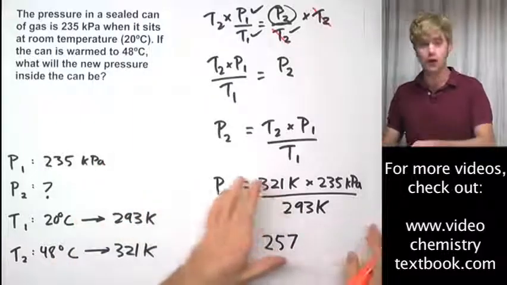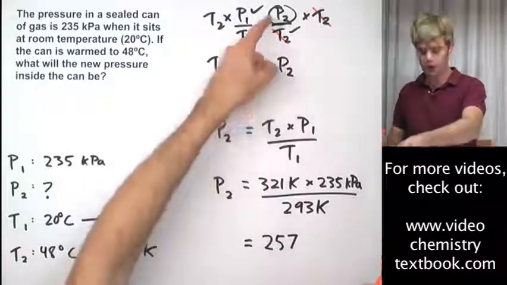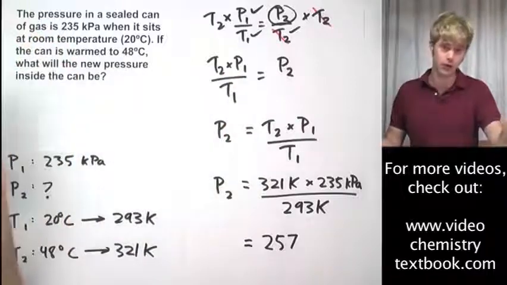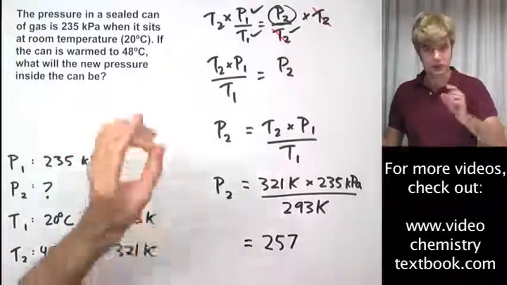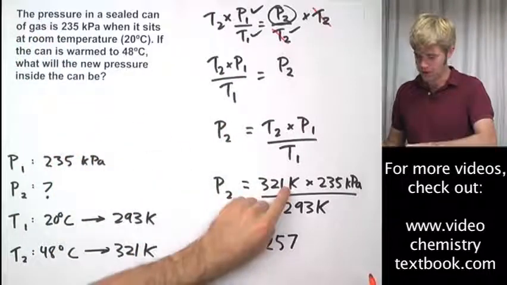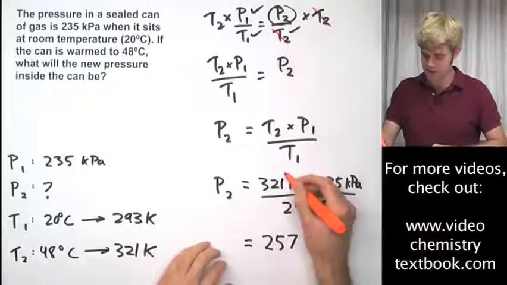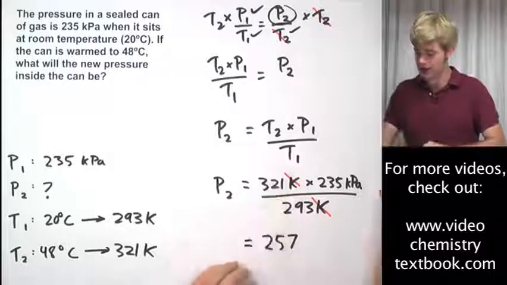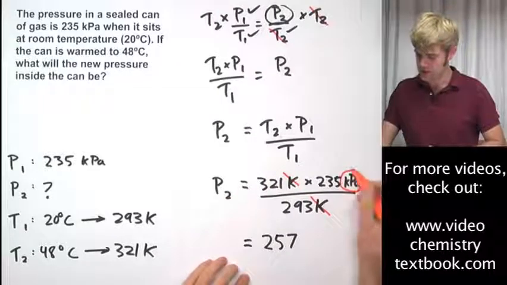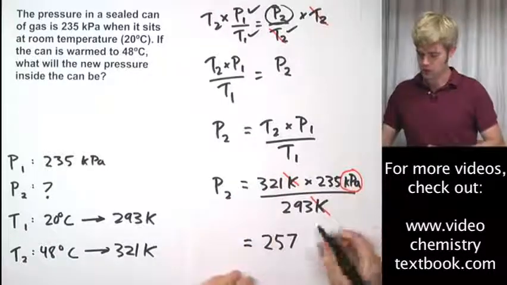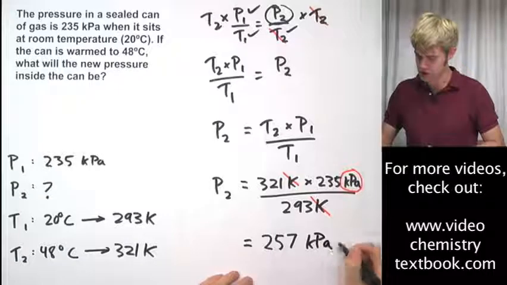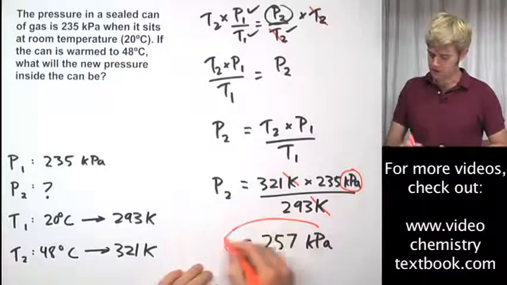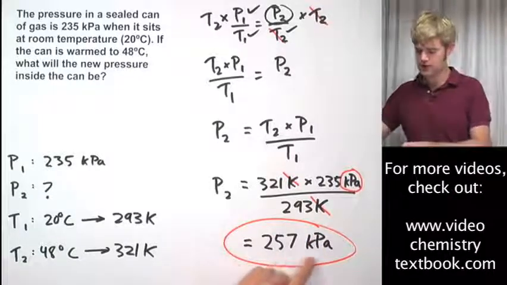Now, what are the units I'm going to use? Well, it depends on what cancels out here. Obviously, we know this is going to be pressure, so we could just say it's going to be kPa. But let's just show how we'll do the unit cancels here. We have Kelvin up here and Kelvin down here on the bottom. So we're going to get rid of the Kelvin, and we're going to be left with kilopascals, which obviously is a unit of pressure. So we know that our final answer is going to be 257 kilopascals.